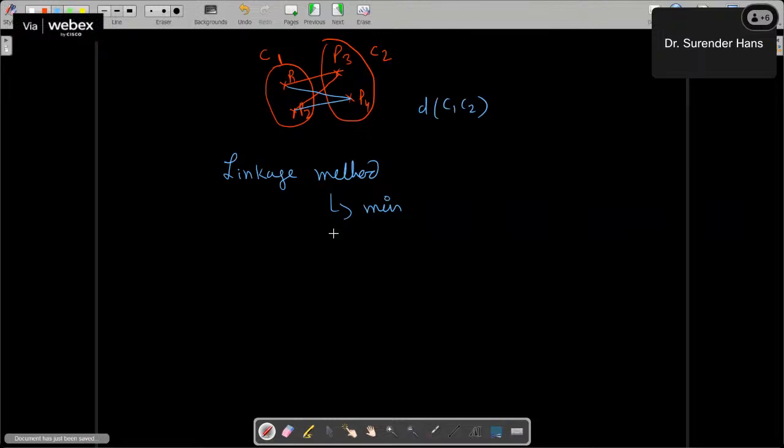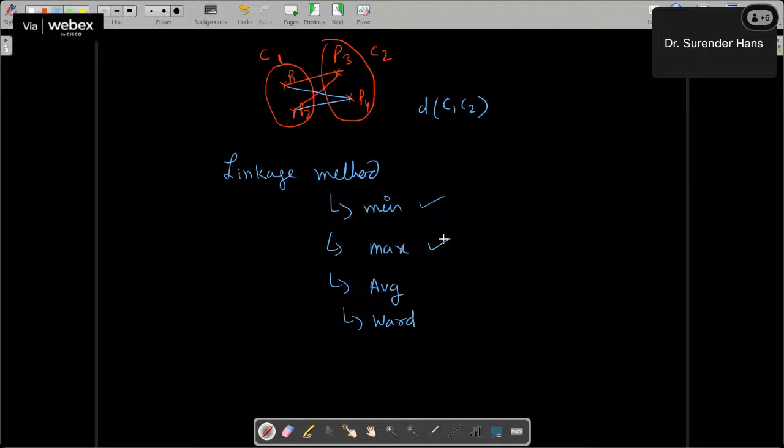So now the second linkage method is max. Third is average. Fourth is, what? Okay. So min is easy, as the name suggests, maximum. So whichever is the maximum value, maximum distance, that will be your final distance. Average, the average of both the distance.